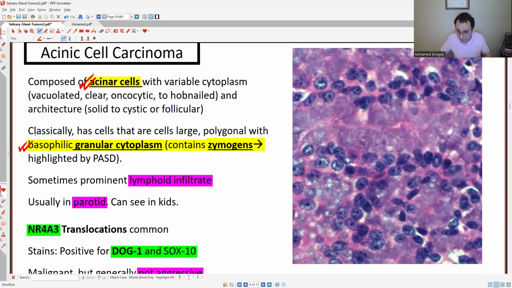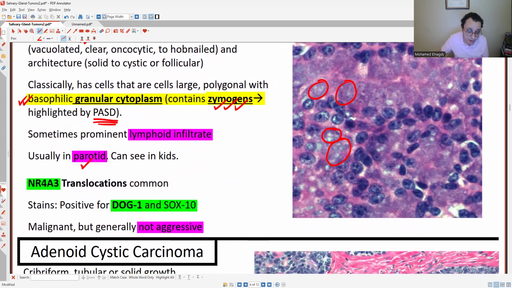Basophilic granular cytoplasm. See the basophilic cytoplasmic granules here, there, and there, and here. These are called zymogens. That's very important to call acinic cell carcinoma. So you'll see just acinar cells all over the place with the characteristic basophilic granular cytoplasm. Although these cells don't look as blue as the other basaloids, they called it basaloid so that you memorize that it has basophilic granular cytoplasm. That's the zymogens. The zymogen granules stain by PAS-D, and that's very important.